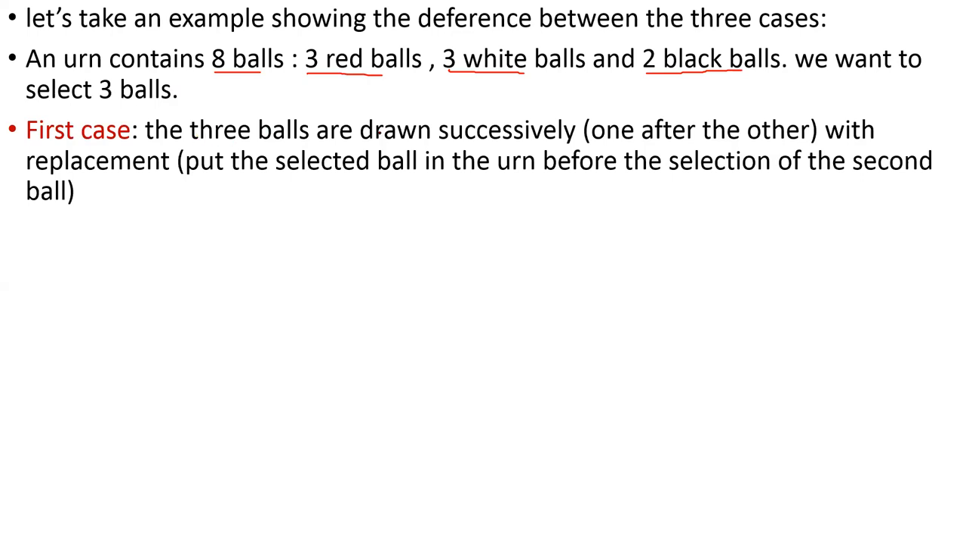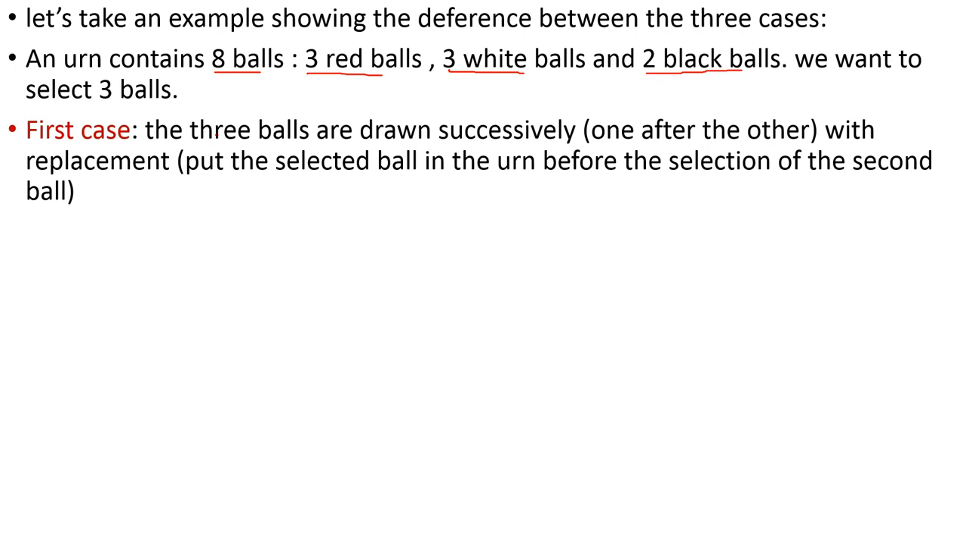First case, the three balls are drawn successively. Successively means one after the other with replacement. What does with replacement mean? We take the first ball, then we replace it back. We take the second ball from the urn, we replace it back, then we take the third ball. This is what is meant by drawn successively with replacement.